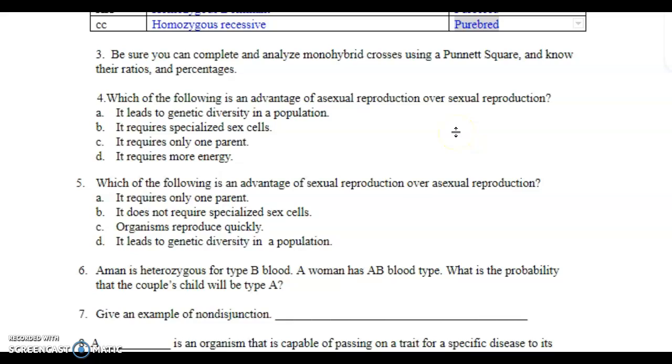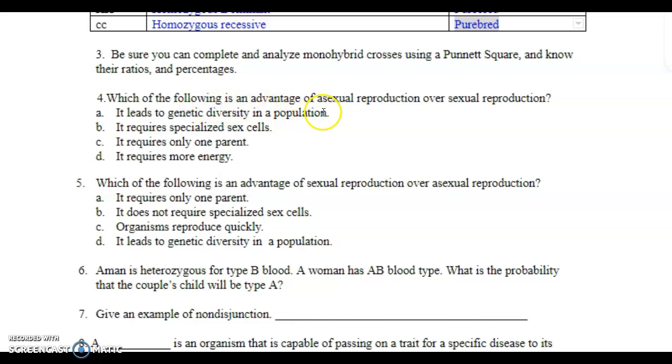Number 4 says, which of the following is an advantage of asexual reproduction over sexual reproduction? Okay, remember, asexual, that's like bacteria doing binary fission. They copy their DNA and just go bloop and split right in two. Doesn't take long, doesn't require an additional parent, doesn't require a lot of energy.